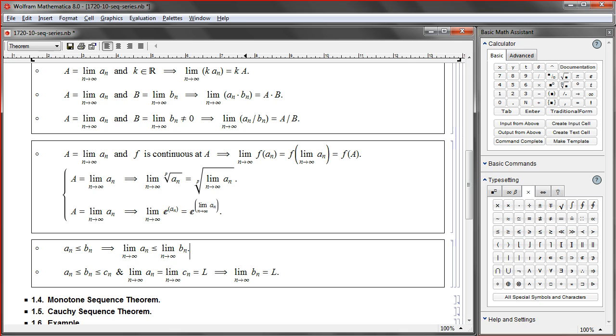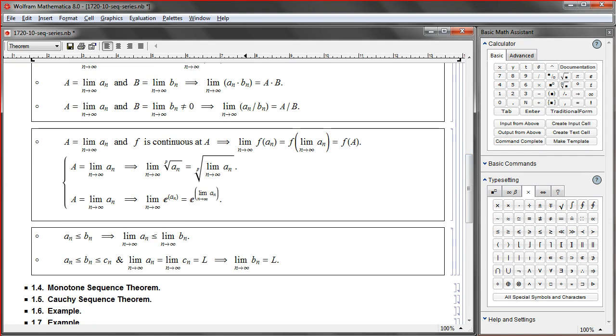Okay, final rules. We have inequalities, so if one sequence is bigger than the other sequence, then the limit has to be bigger, of course, common sense. And then the squeeze theorem. If a sequence Bn is squeezed by these two sequences, An and Cn, and An and Cn share the same limit, then Bn has to have a limit, and it has to have the same limit, L.